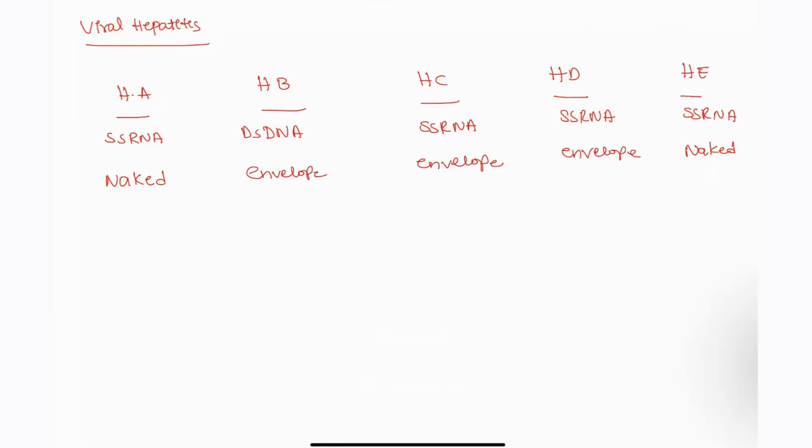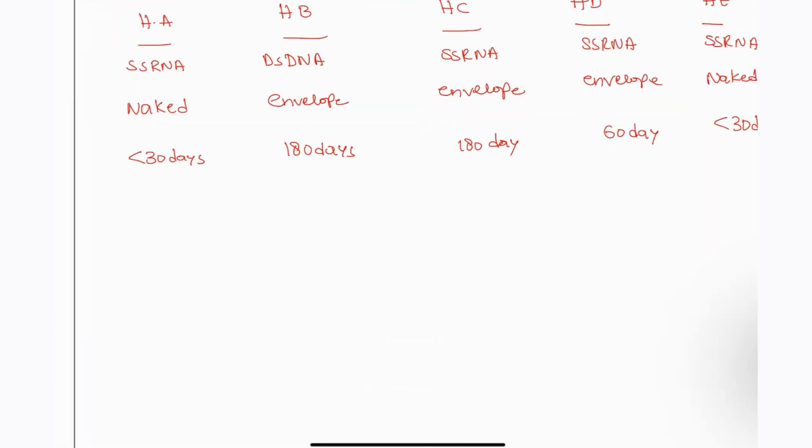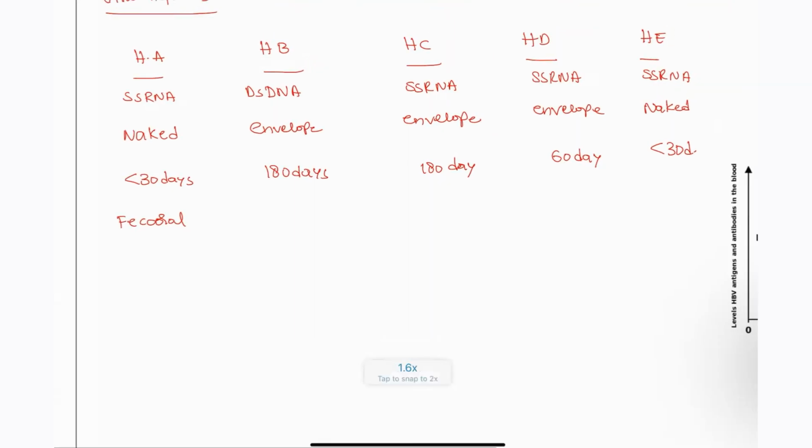Next, what is the incubation period? The incubation period is less than 30 days for A, and for B 180 days, again 180 days for C, and 60 to 100 days for D, and this one is less than 30 days. Okay, what is the transmission route? The transmission route is basically fecal-oral for hepatitis A and also hepatitis E. So this is also a fecal-oral route.